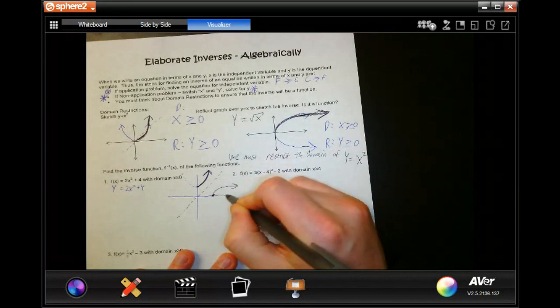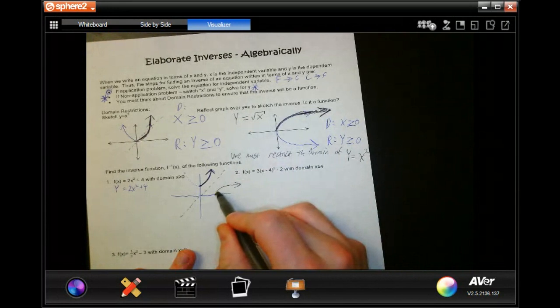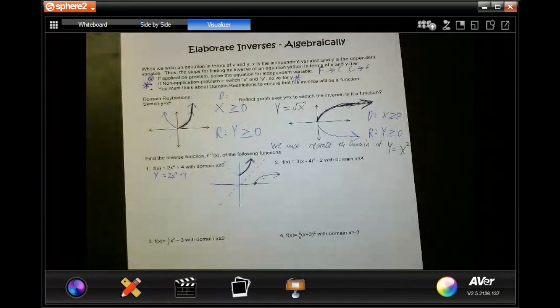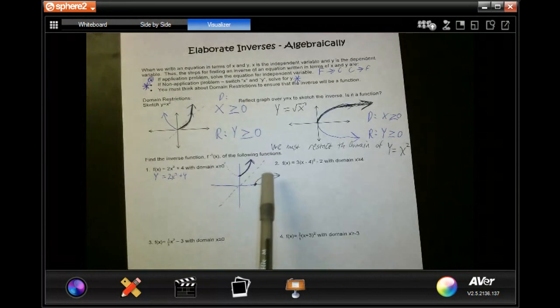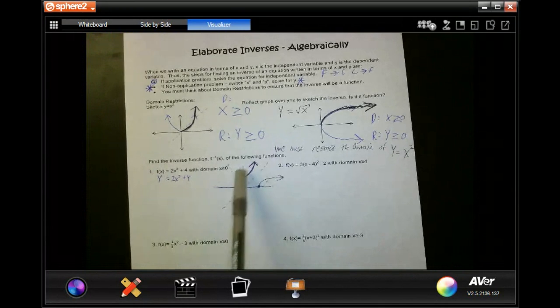Now we need to find what the equation is going to be for this. And what kind of equation? I'm not asking for the answer just yet. What kind of equation are we going to have? We have a quadratic up here. What kind of equation is going to be the inverse? Good. It's going to be a square root. So let's see how we get that. Now let's go to the algebra.